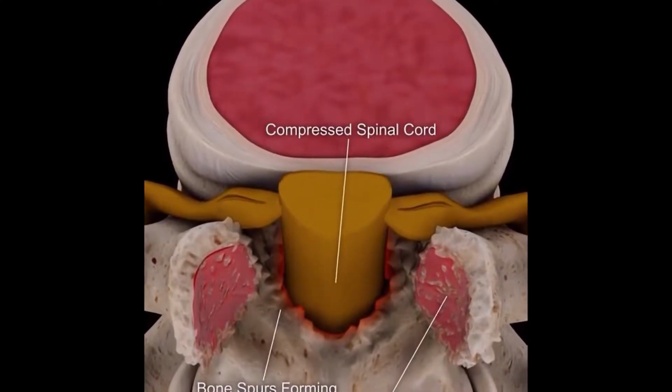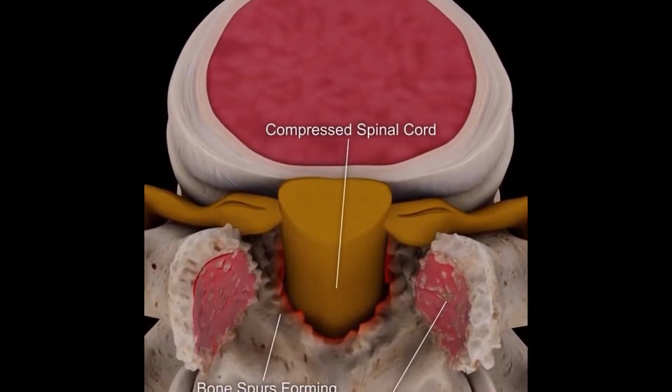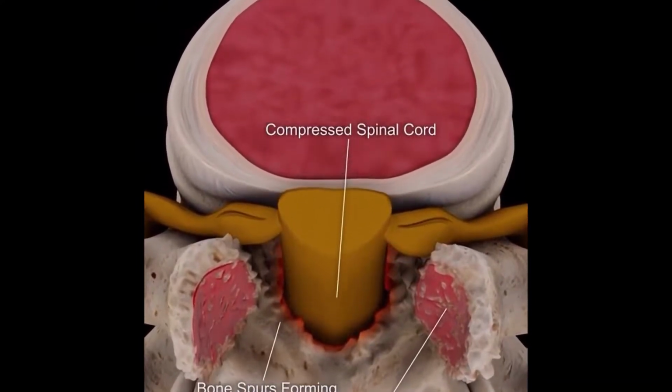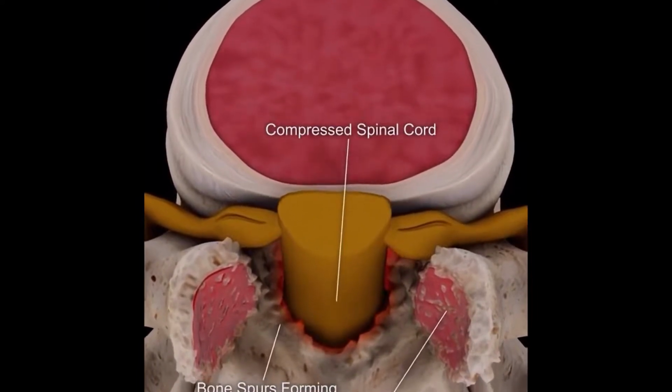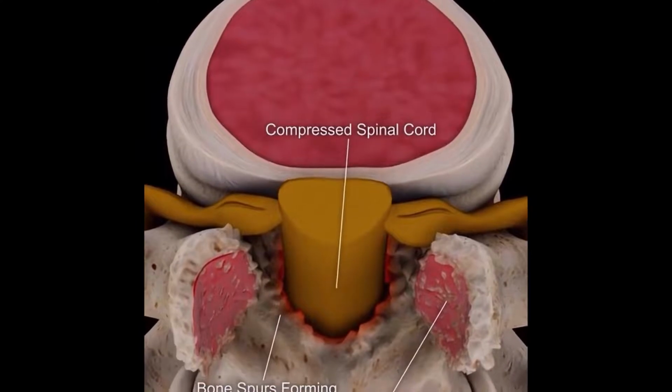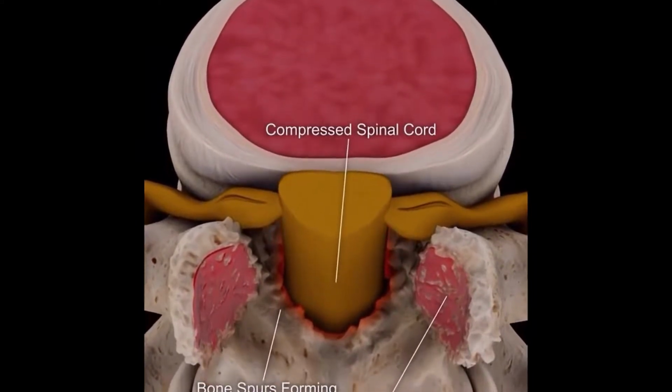Compression of a lumbar nerve root causes motor or sensory deficits in the regions supplied by the affected nerve. Compression of the spinal cord can result in abnormal reflexes, disturbances of balance, and muscle weakness or incoordination.